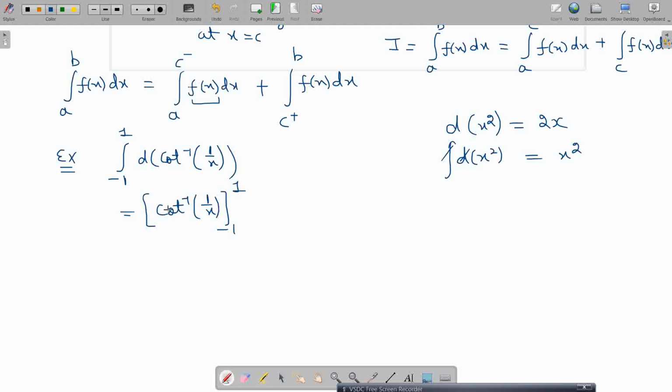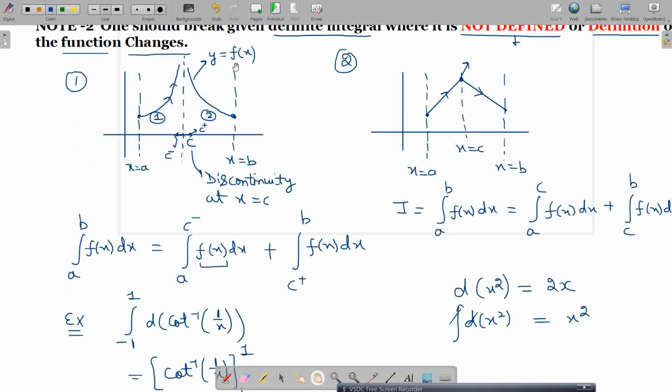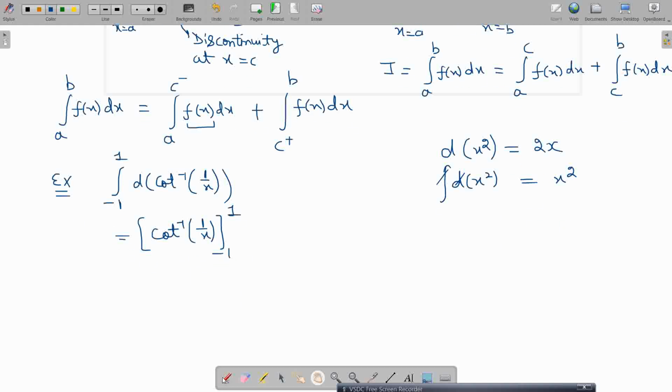So what should we do? We have to apply the first concept, this one, where we break the limits. But for that we should know the graph of cot inverse x. So let me draw the graph here. It should be something like this.